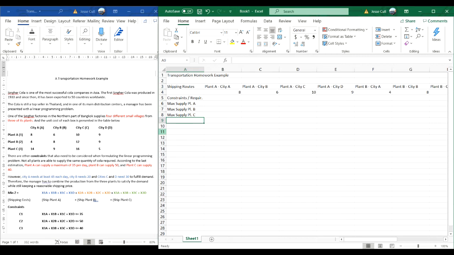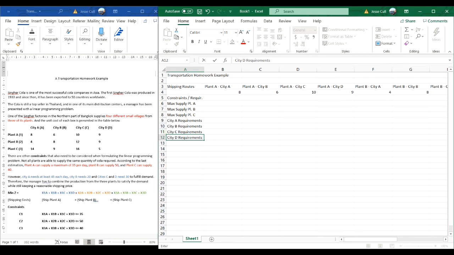Now, we also have four more. The first one is city A requirement. City B requirements. City C requirements. City D requirements.